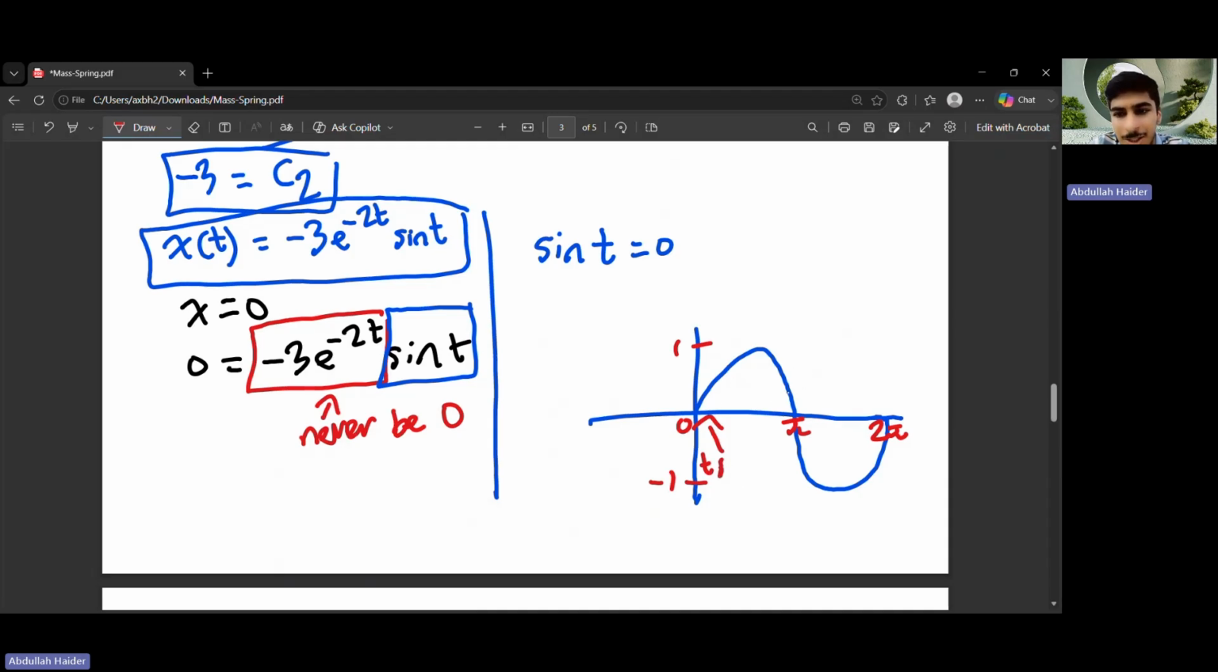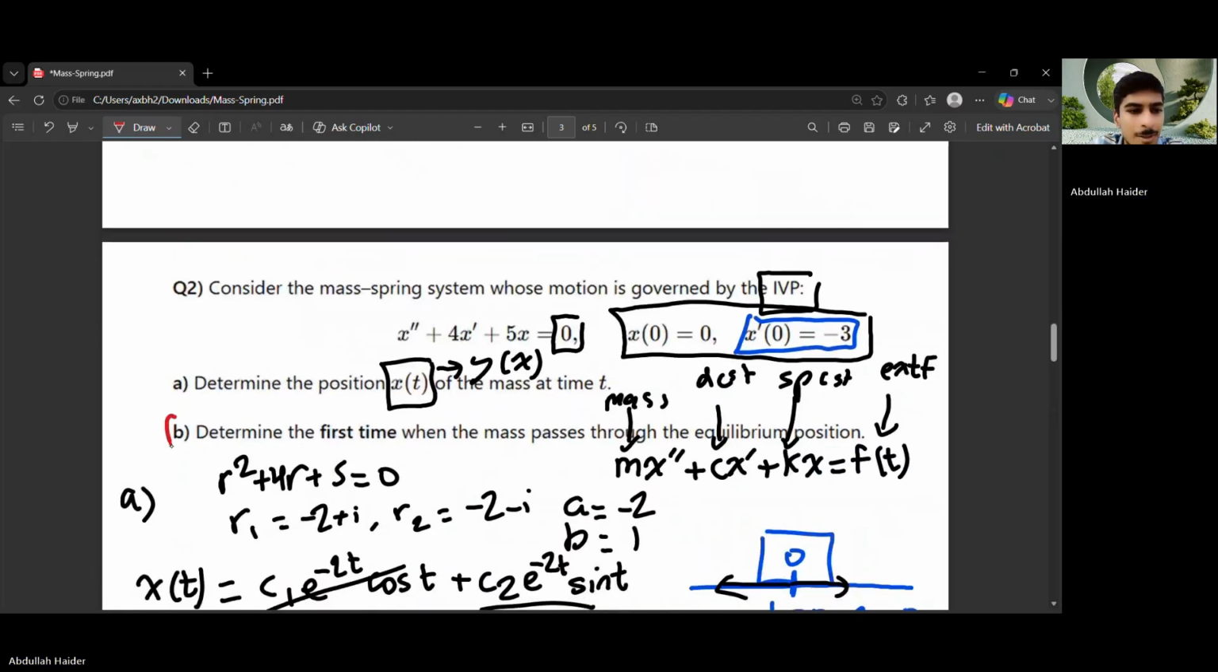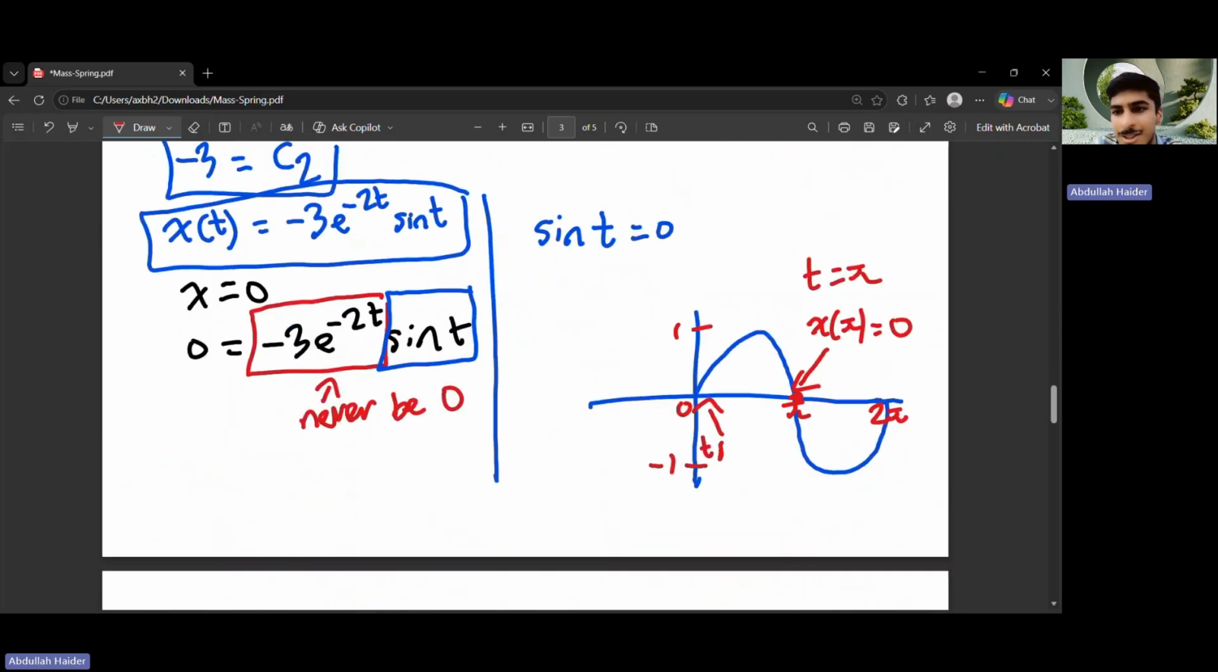Now, when does it become 0 again? Here. At t equal to pi, your x becomes 0. It's literally touching the x-axis. So your final answer for this question, determine the first time when the mass passes through the equilibrium position, is simply t equal to pi.